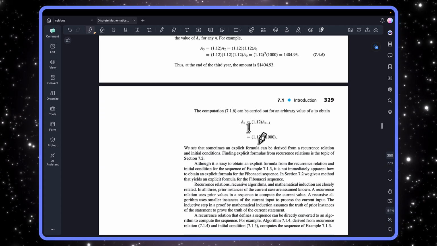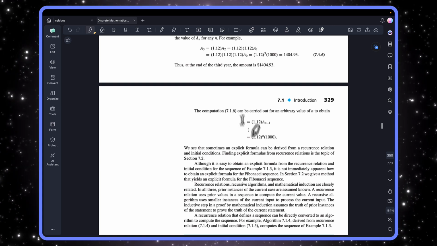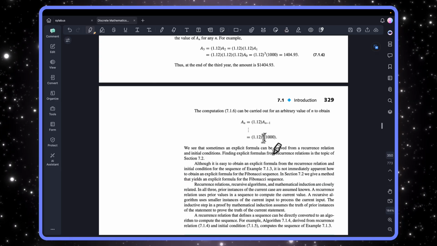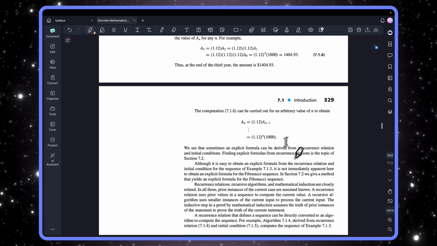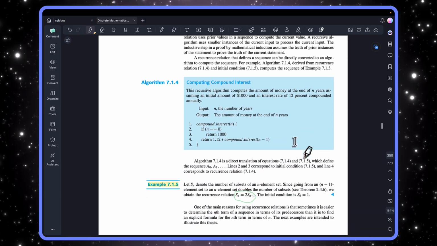So in general, what they're pointing out here is that we can actually get an equation that tells us exactly a_n equals 1,000 times 1.12 to the n. So that's a function of n. Okay, so a little bit different deal there.